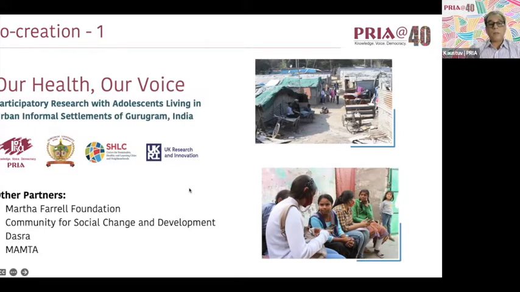and then DASRA, a national nonprofit that mobilizes support and funding for other nonprofits to work on the issues of adolescents and youth through their initiative called 10 to 19 DASRA Adolescent Collaborative, and Mamta, another national nonprofit that works on the issues of reproductive health. Both DASRA and Mamta were primarily engaged in the national convening and advocacy during the research and the post-research process.